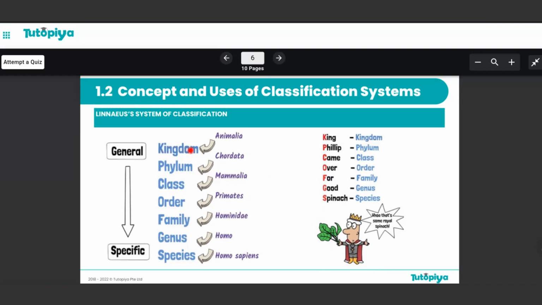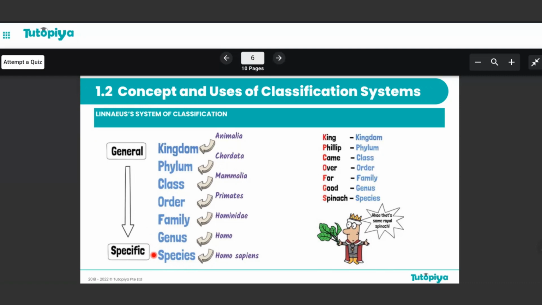And then he considered each kingdom and he further divided the organisms into phyla. And then within a phylum, he further subdivided the organisms into classes. And then after classes, he divided them into orders, and then into a family, and then into a genus, and finally into a species. So this is the order that we refer to as the Linnaean system of classification. It goes like this: kingdom, phylum, class, order, family, genus, and species.